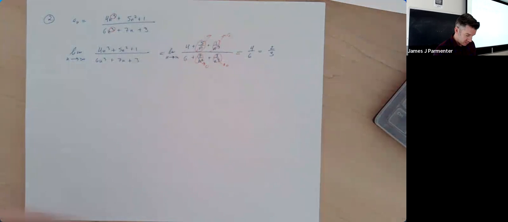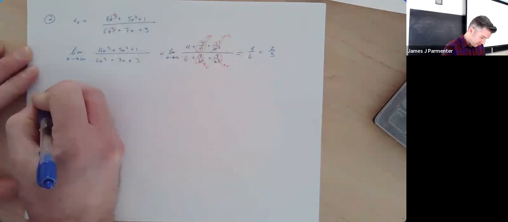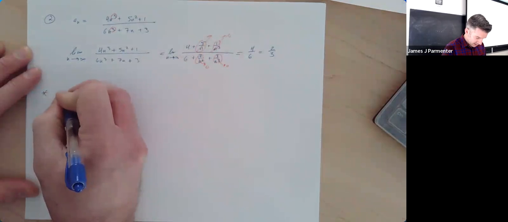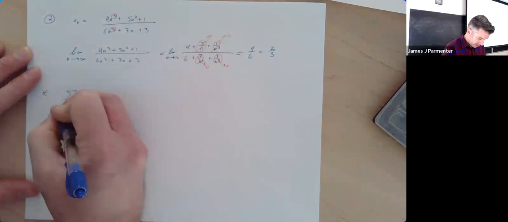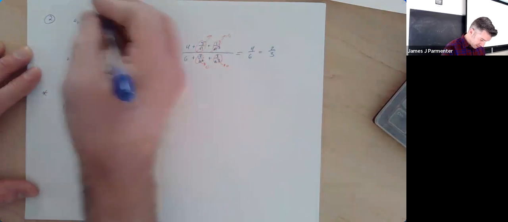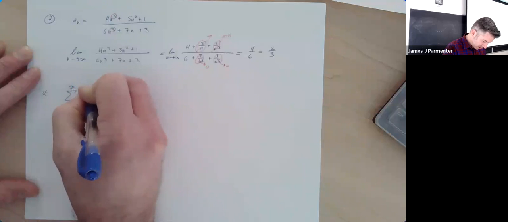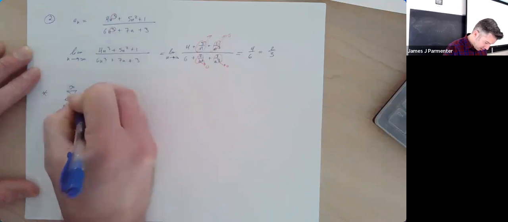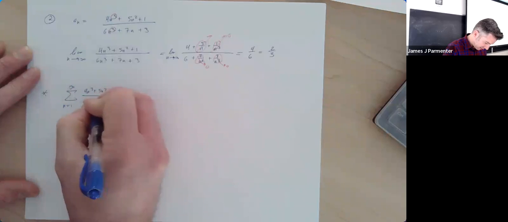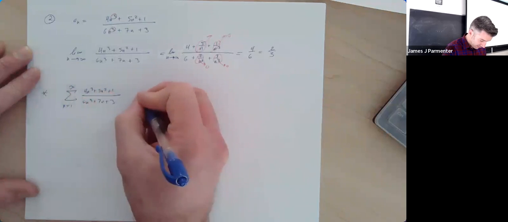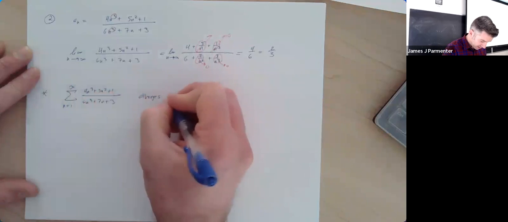could say, so just kind of for all of these, we could say that the sum from n equals 1 to infinity of this sequence, 4n cubed plus 5n squared plus 1 over 6n cubed plus 7n plus 3, this definitely diverges by the nth term test.